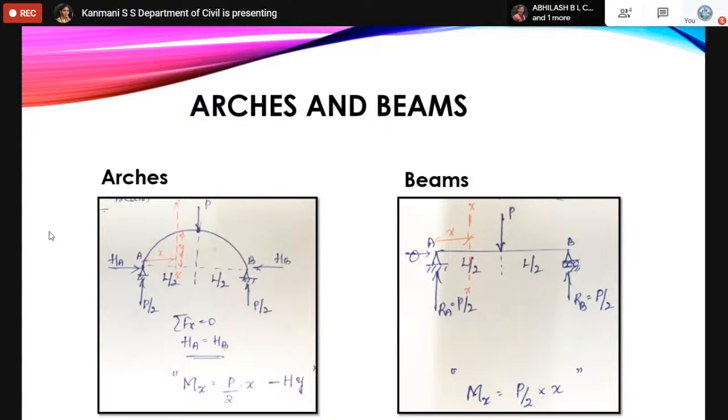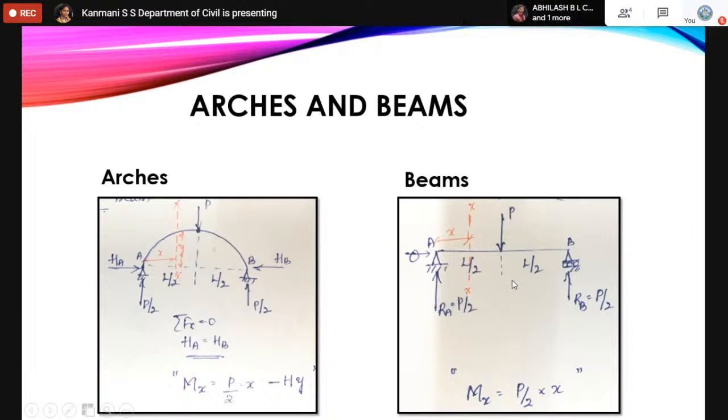Moving on, arch and beams, if we compare. As I already told you how this happens. I'll take a beam of length L, where the load P is applied exactly at the center. I'll take the same span L of a 3-hinged arch where the load P is applied exactly at the center.